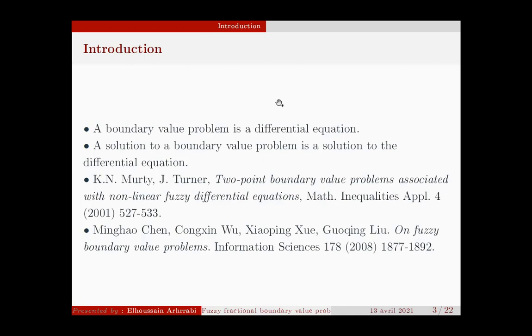In 2001, Marty et al. presented a criterion for the existence and uniqueness of solutions to a two-point boundary value problem associated with a second-order nonlinear fuzzy differential equation. And in 2008, Chen et al. corrected the error of Marty and gave a necessary and sufficient condition to show the existence and uniqueness for such a problem. So from this last paper, we drew inspiration for our work, but this time with fractional calculus.